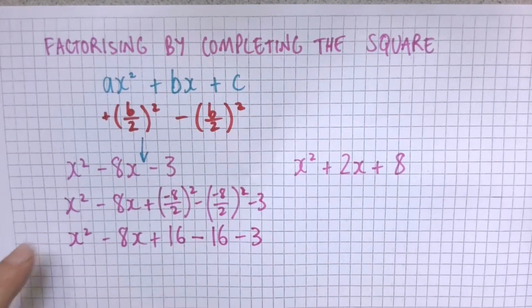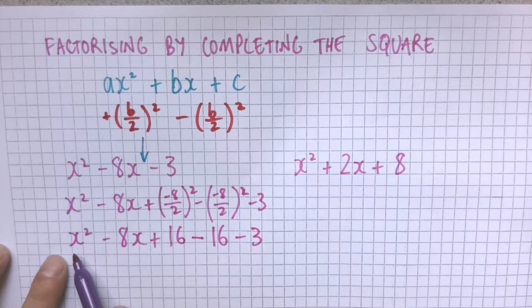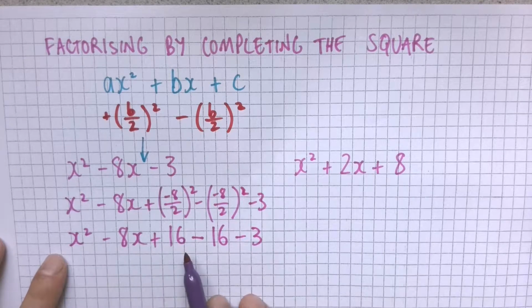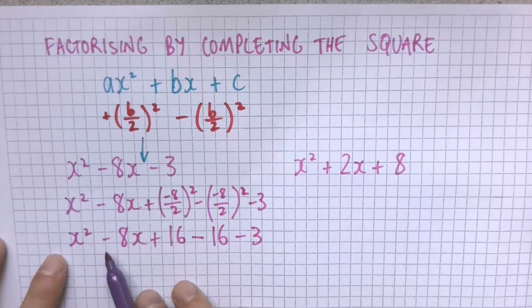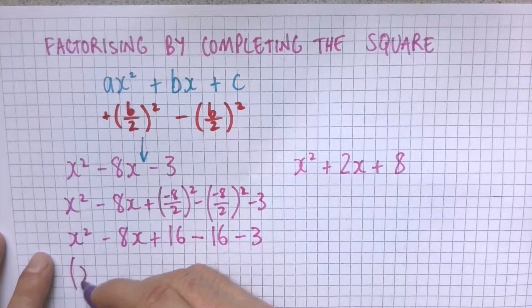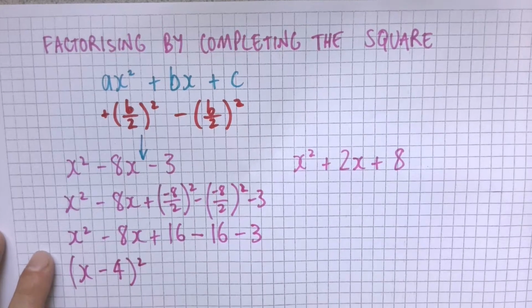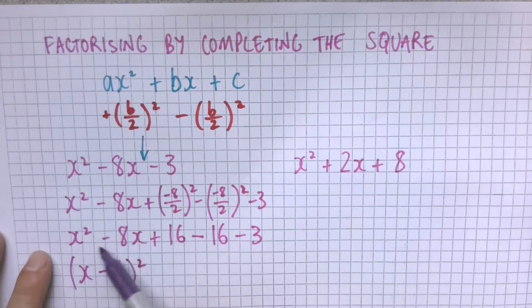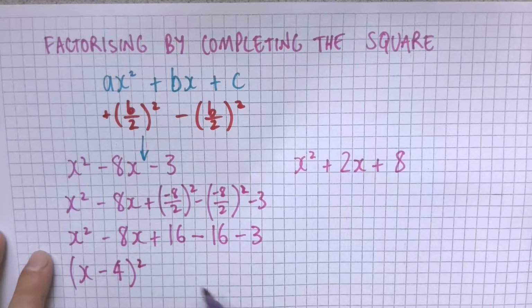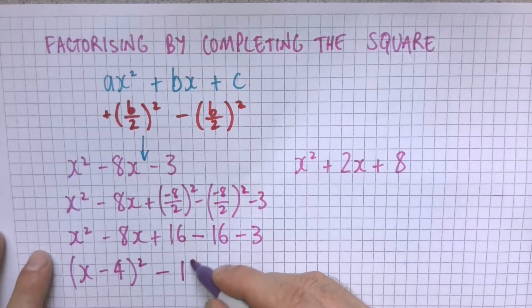Now the reason we've done this is to create a perfect square. So these first three terms in this expression now, I can factorize into a perfect square. So x squared take 8x plus 16 can be factorized, if you remember back to factorizing perfect squares, to (x take 4) all squared. Or if you look at it in terms of sum and product, two numbers that add to give you minus 8 and multiply to give you positive 16. And then we're also left with negative 16 take 3, which is negative 19.